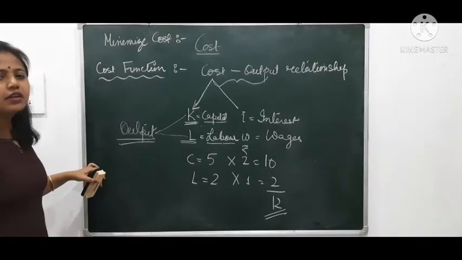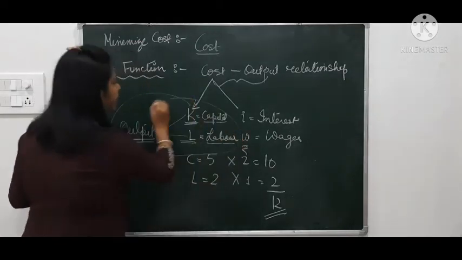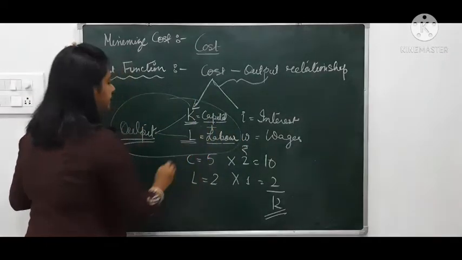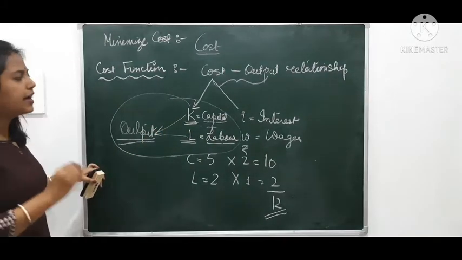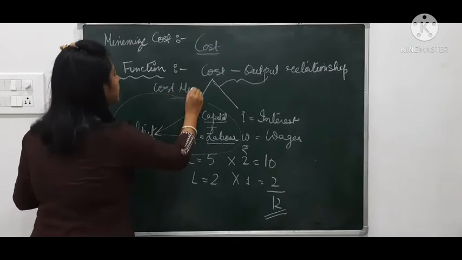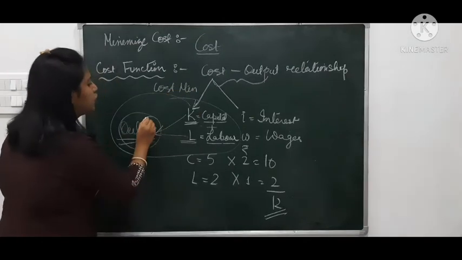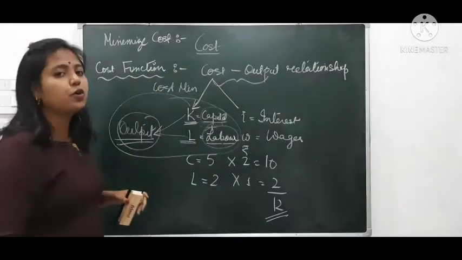Okay, now I want to use this capital and labor and produce the output in such a way that my cost is minimal, that I produce the output with the use of these factors of production at a minimum cost.